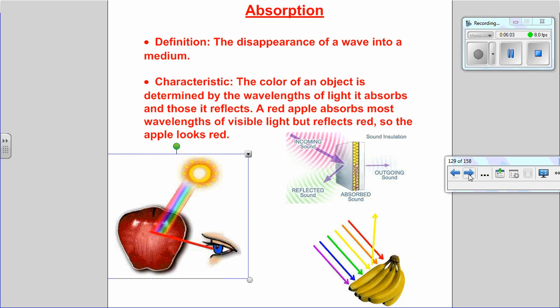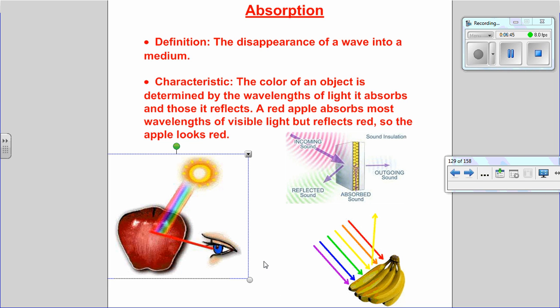When you think about the word absorbed, you may think about something being taken in. Well, that's what happens with absorption and waves. Absorption is the disappearance of a wave into a medium. Because of absorption, we are able to see different colors. The color of an object is determined by the wavelengths of light that it absorbs and those that it reflects. For example, when we see a red apple as being red, that's because all of the colors that make up the visible light spectrum, which we have a picture of in our notebook, are going to be absorbed by that apple. Red is the one that gets reflected. So that's why we see the apple as being red.